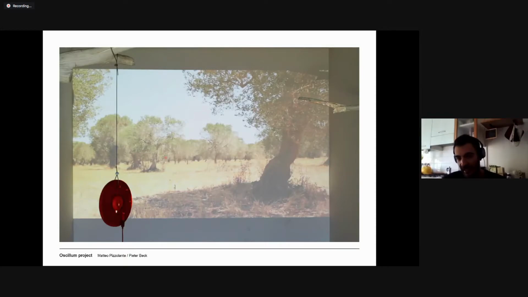The project is entitled Oscillum, and the project faces a problem that broke out in 2013, and it's about a disease that is threatening the health of olive trees and the surrounding landscape in Puglia, so in the southeast of Italy. And the phenomenon is known as olive quick decline syndrome.